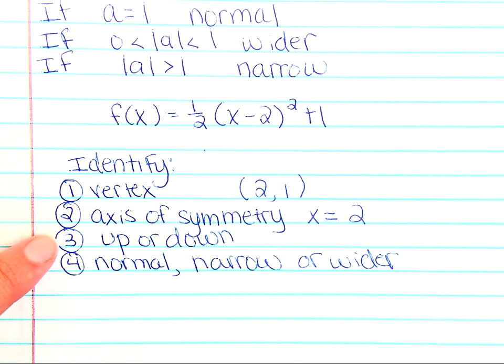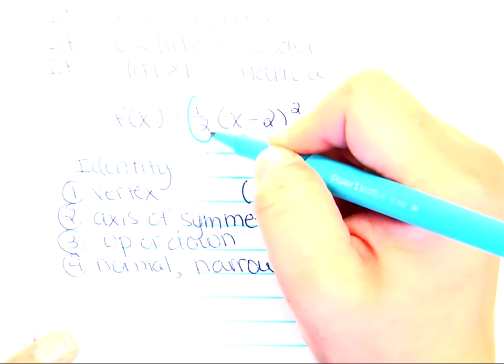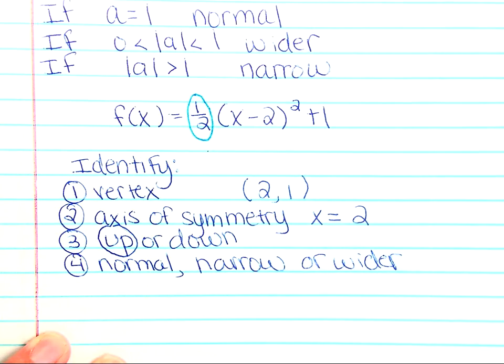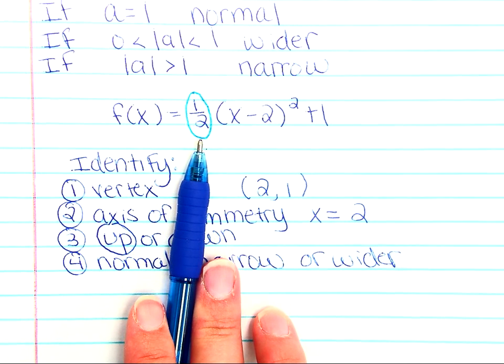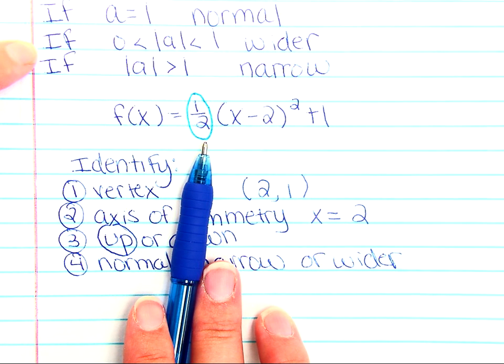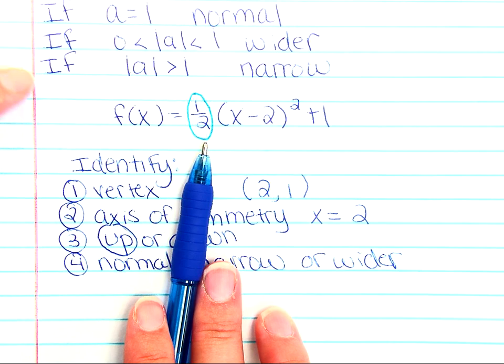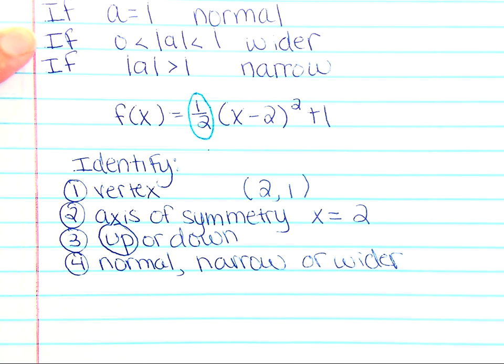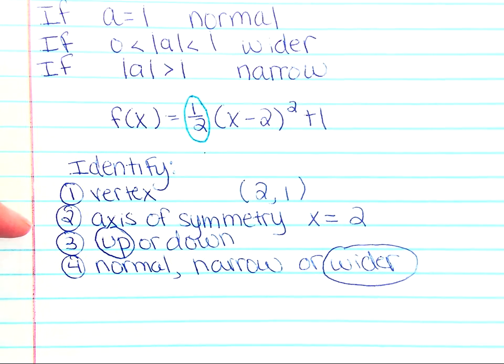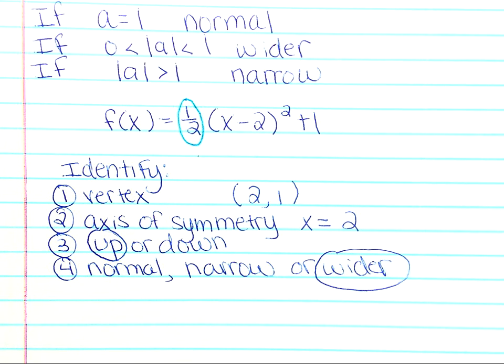Then I need to decide whether this opens up or down, and remember that comes from the number in the front here. For up or down, I'm just concerned about positive and negative, and it's a positive number. So I know that this opens up. For the last one, normal, narrow, or wider, I'm still concerned about this number that I circled in light blue, except now I want to think about whether a is equal to 1, the absolute value of a is between 0 and 1, or whether it's greater than 1. We happen to have that second case, a number between 0 and 1, so we know that's going to cause our graph to be wider. And from this description, I could either roughly sketch or pick out the graph for this equation.